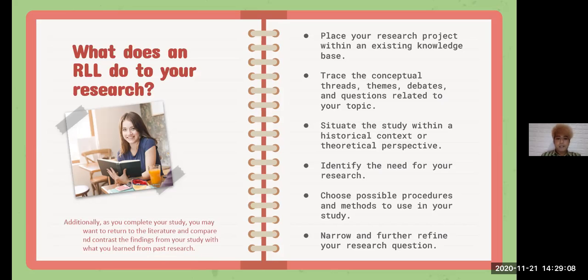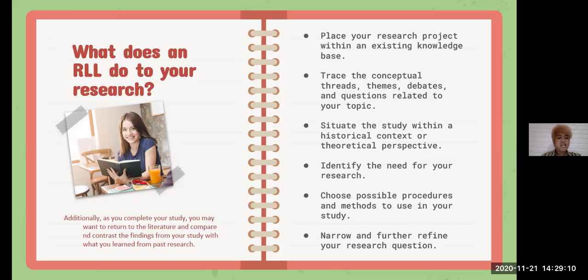Okay, next. So additionally, as you complete your study, you may want to return to the literature and compare and contrast the findings from your study with what you learned from past research. Mga bata, like what I've said a while ago, ang RRL hindi lamang parang historical perspective ng nangyayari or ng nangyari sa field mo, kundi magagamit mo siya. Ito hindi ko malimutan talaga. I cannot forget this. I was able to understand it when I was writing in my undergrad.